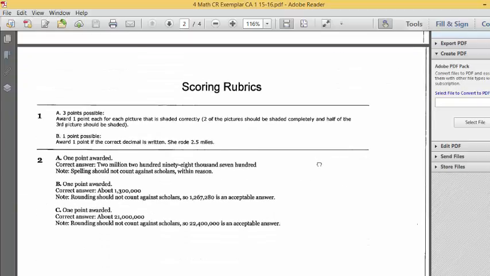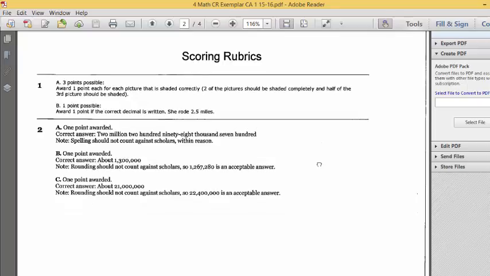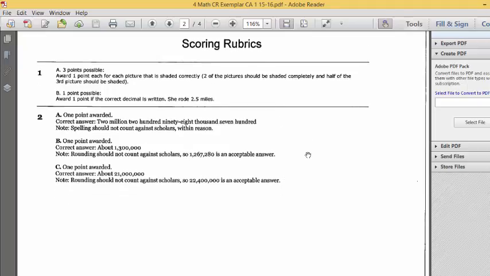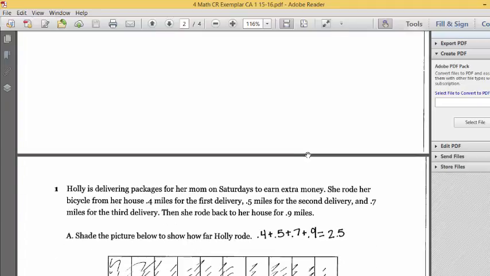As you scroll down, you'll notice that the next part on here is the rubric. It tells you exactly what scholars should and should not receive credit for. I'll also show you below right now an exemplar of what that should look like.